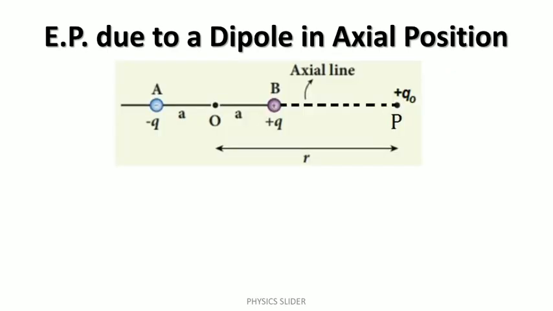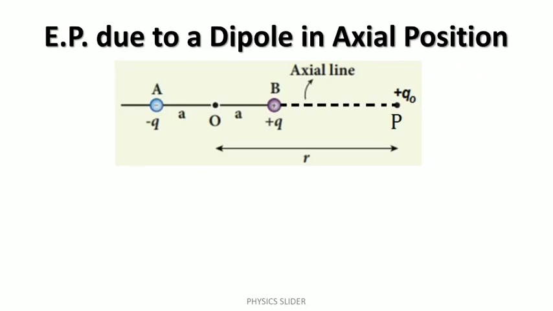Let us consider an electric dipole of the charges minus q and plus q separated by a distance 2a. This a and this a sum up to give 2a, and we need to find out the electric potential at the point P. For that, we have to find out the electric potential due to this negative q charge at the point P, and the electric potential due to this positive q charge at the point P. Then we will calculate the net electric potential at the point P, which will be the electric potential due to the dipole in axial position.